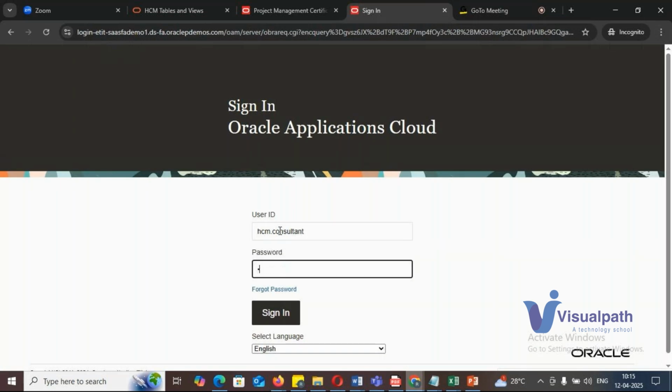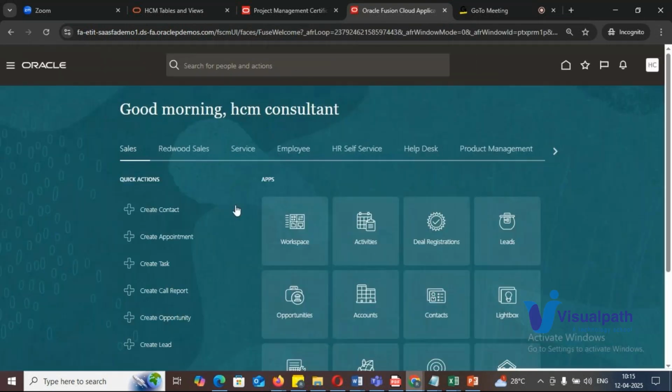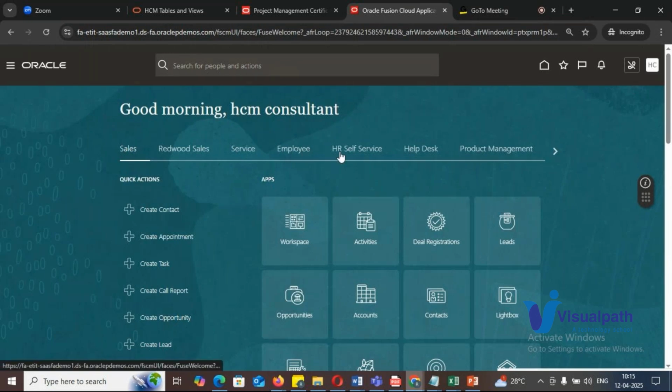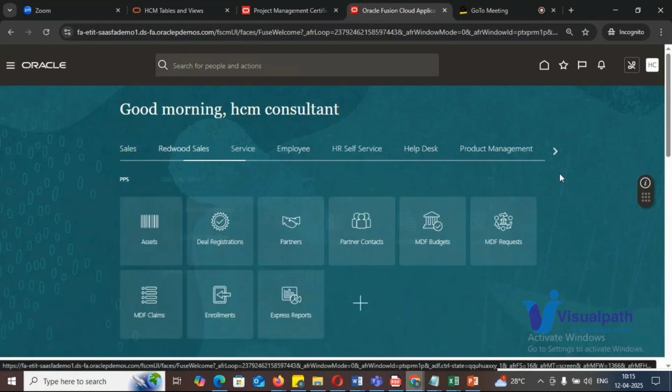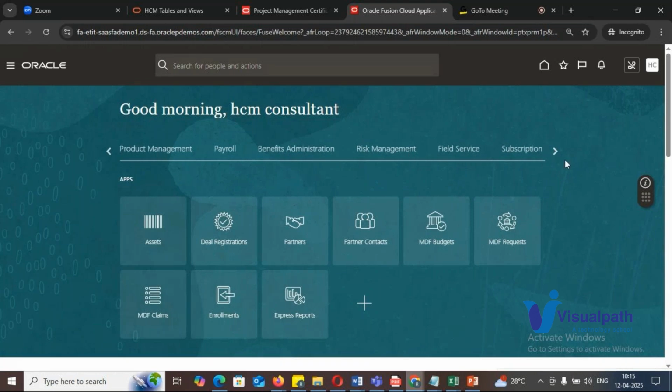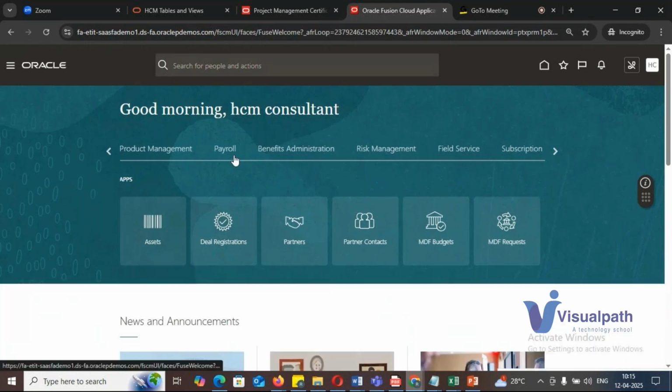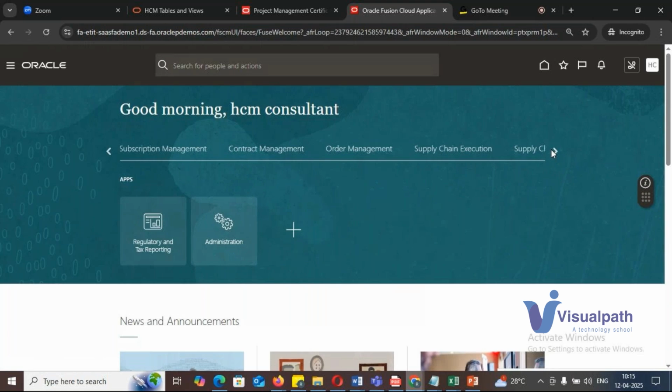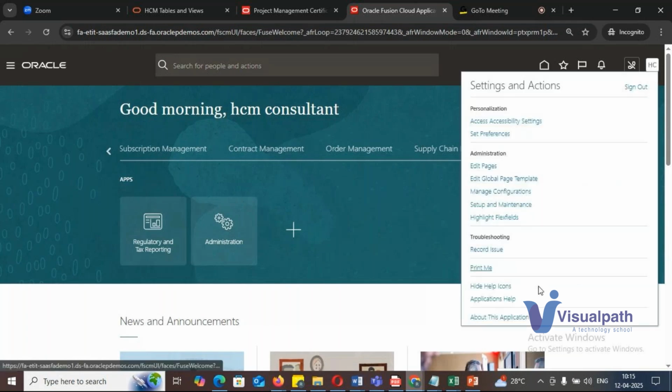Give the login and password. Once logged in to the application, this is where you can create the user ID and password. This is what the springboard looks like. Based on your role only you can see this. The payroll module is there, and another module. Here you can see the version.